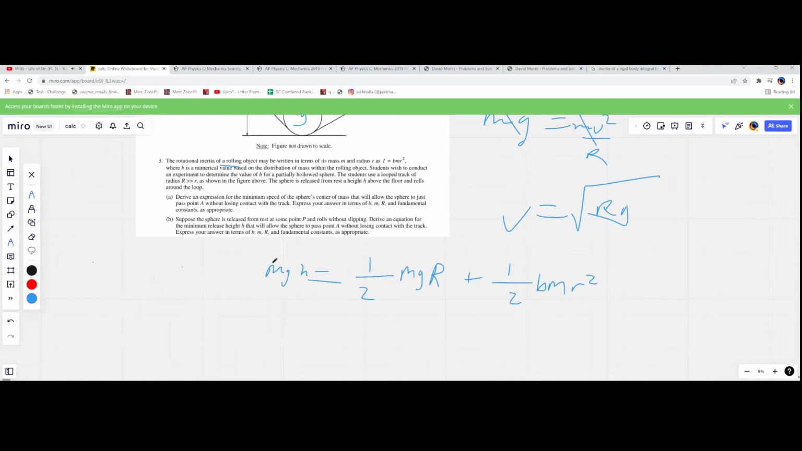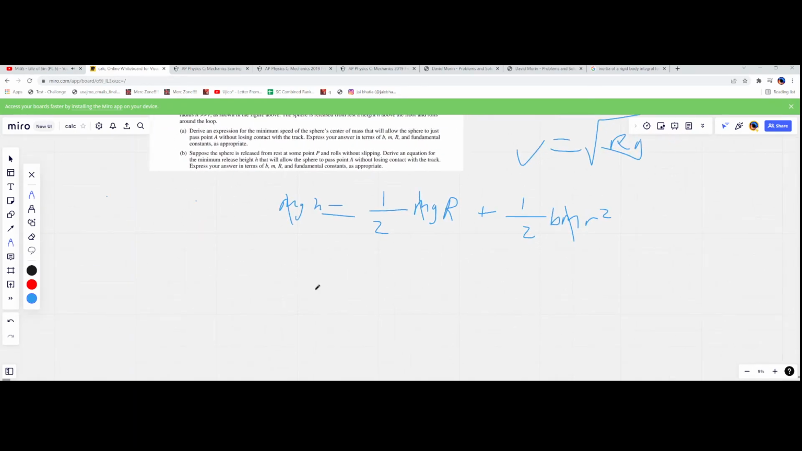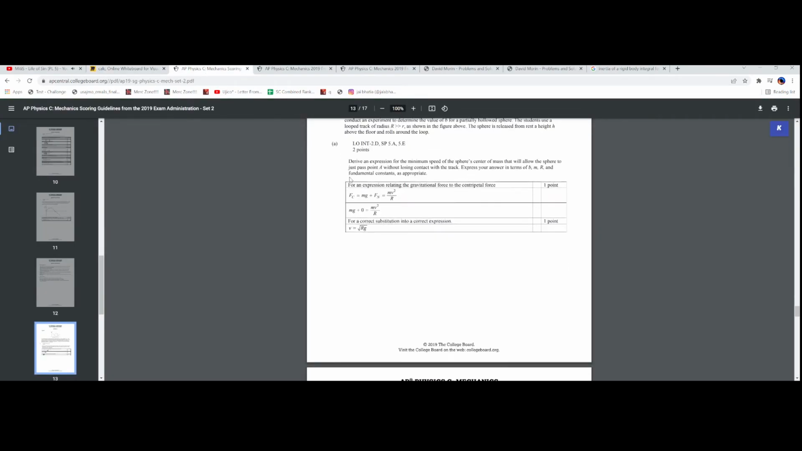And then what do we just have for h? Okay, so we can just cancel all this nonsense. And then we have that h is equal to g big R plus b small r squared over g. So we can simplify this further. It's just R plus b r squared over g. Pretty sure that should be right. Check that.